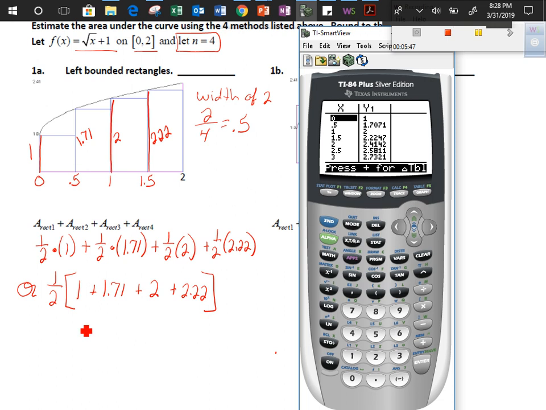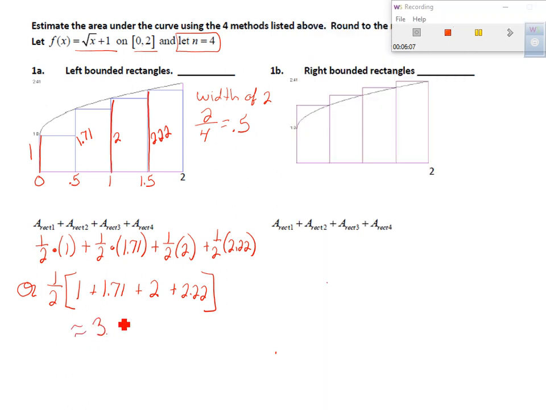Now, when I ran this through my calculator, you should get about 3.465. And it looks like my directions said round to the nearest hundredth, so about 3.47. Okay, so guys, there's our process. Now, I'm going to speed it up a little bit.